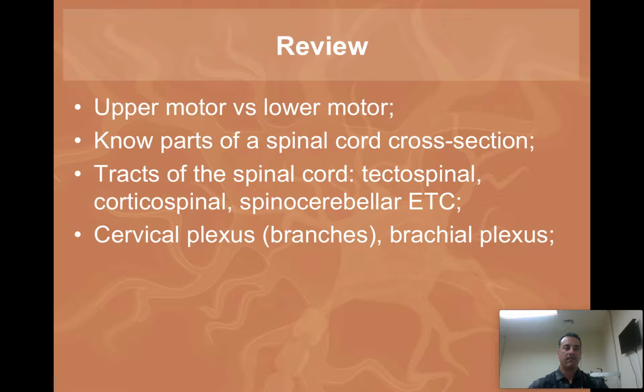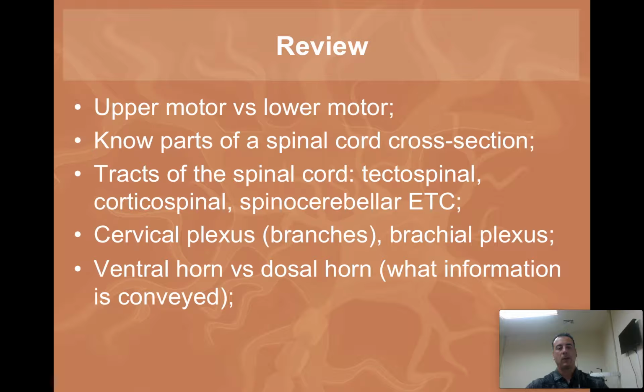Sensory neurons. Okay, what information is conveyed along a ventral horn versus a dorsal horn? How does sensory enter the spinal cord? How does motor leave the spinal cord? Right, all information enters from one direction and exits another direction of the spinal cord. So be familiar with the ventral horn versus dorsal horn.